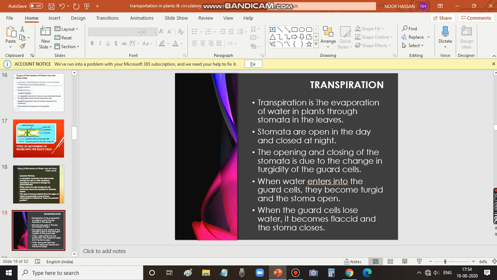It's a very simple concept to understand. When water enters the guard cells, they become turgid and bulky, bigger in size, and the stomata open. When guard cells lose water, they become flaccid, that is loose, and they lose their shape. Rigidity is also gone and the stomata close.